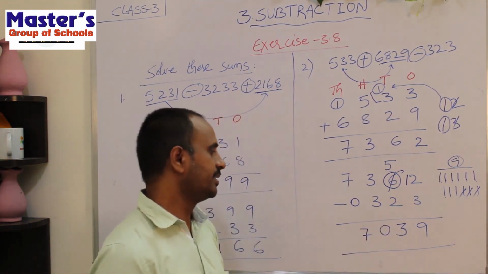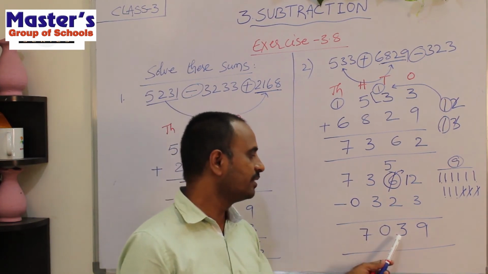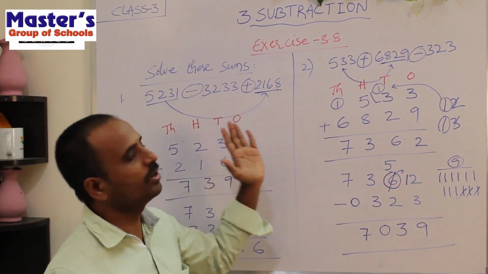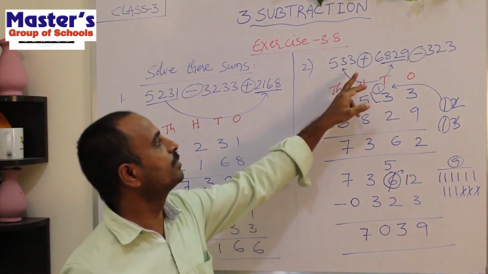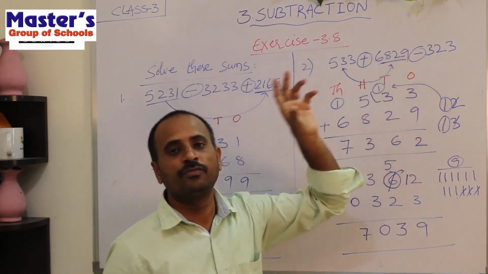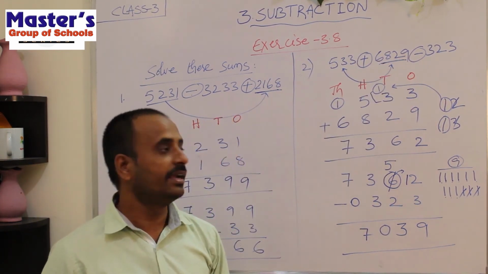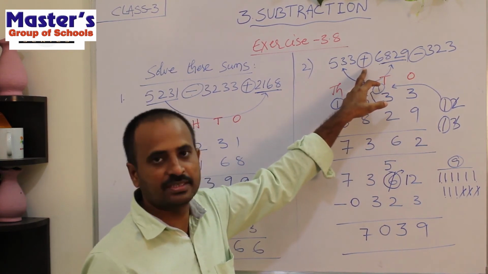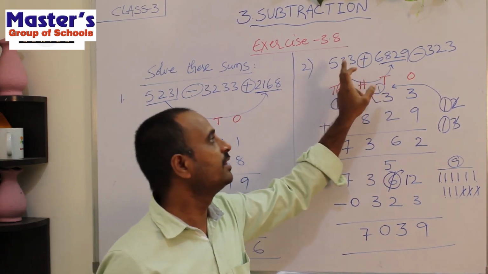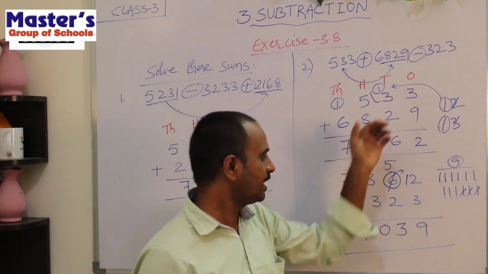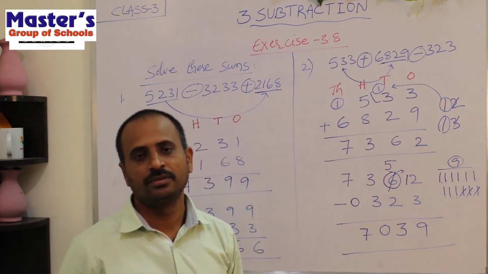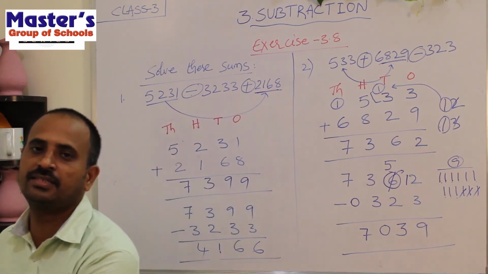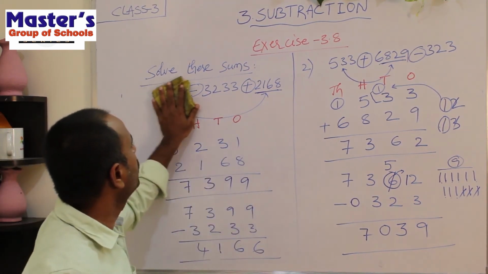So children, this is the final answer. 7039 is the answer. In this way, we can solve this type of problems. In these problems we have both addition and subtraction. First we have to do addition. Next we have to do subtraction. The number which has the plus symbol has to be added, and the number which has the minus symbol has to be subtracted. So first we have to do addition. Let us practice one more problem in this exercise. Let us take one more problem.